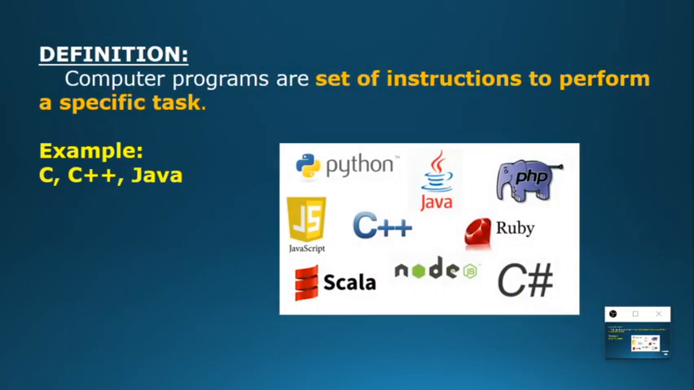A small definition for the computer program. Computer programs are a set of instructions to perform a specific task. Very easy, right? So you can see examples of computer programming languages: C, C++, Java and many more.